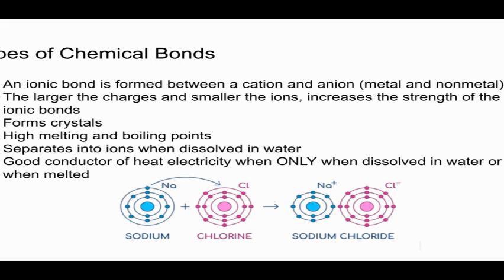So an ionic bond is formed between a cation and an anion. The cations, as we've talked about in the last unit, are your metals. The anions are your nonmetals. Cations are going to be on the left side of the periodic table, and your anions are on the right side of the periodic table.